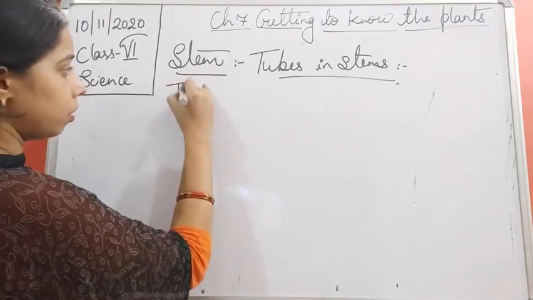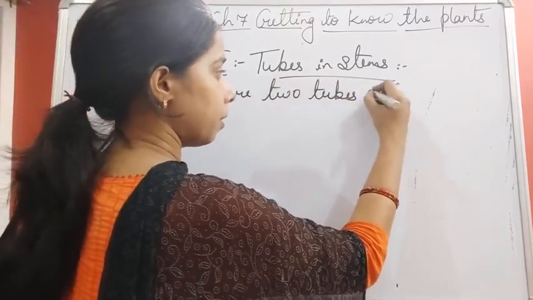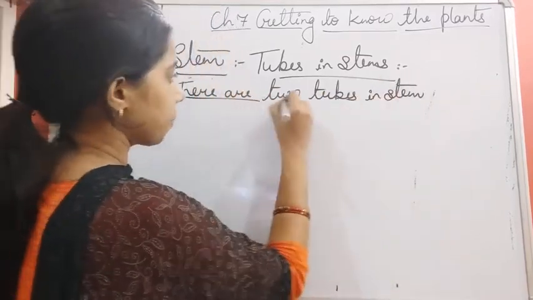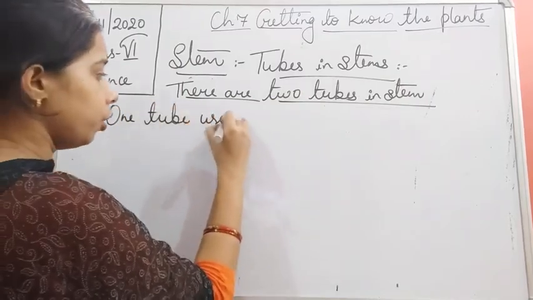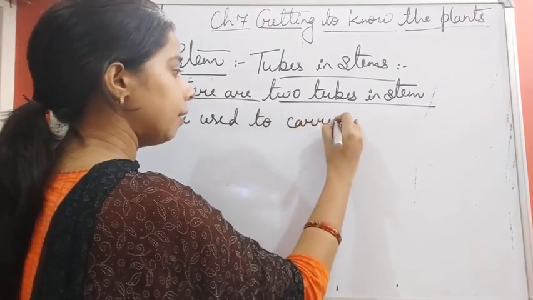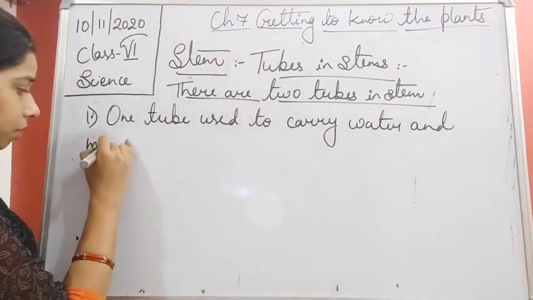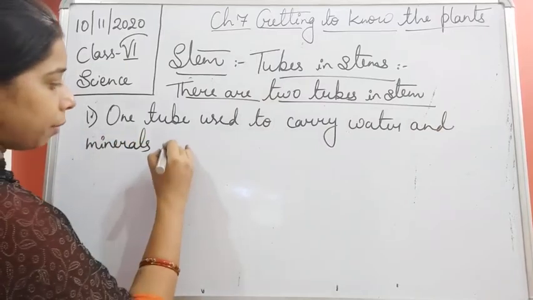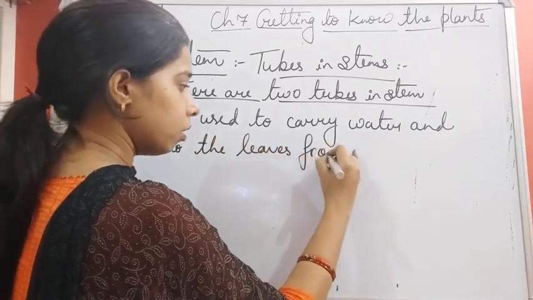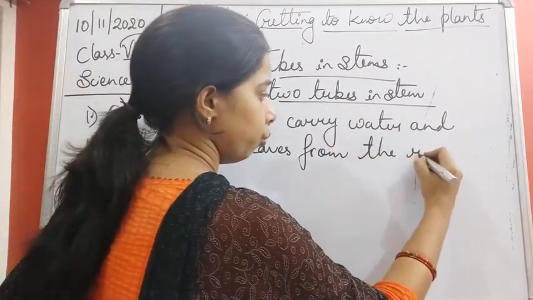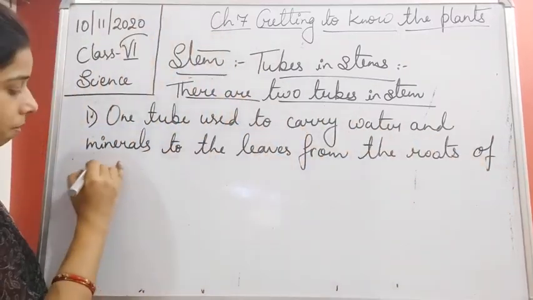There are two tubes in the stem. One tube is used to carry water and minerals to the leaves from the roots of the plant.